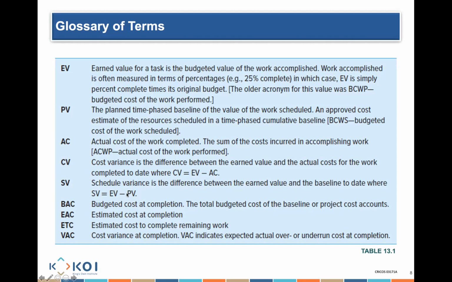That's the first thing. Now, if I'm comparing earned value minus actual cost, am I making a schedule comparison or a cost comparison? Cost comparison. That's why I calculate cost variance, which is earned value minus actual cost. So this formula here, earned value minus actual cost, tells me how I'm progressing in terms of my cost variance. Am I over budget or am I under budget?